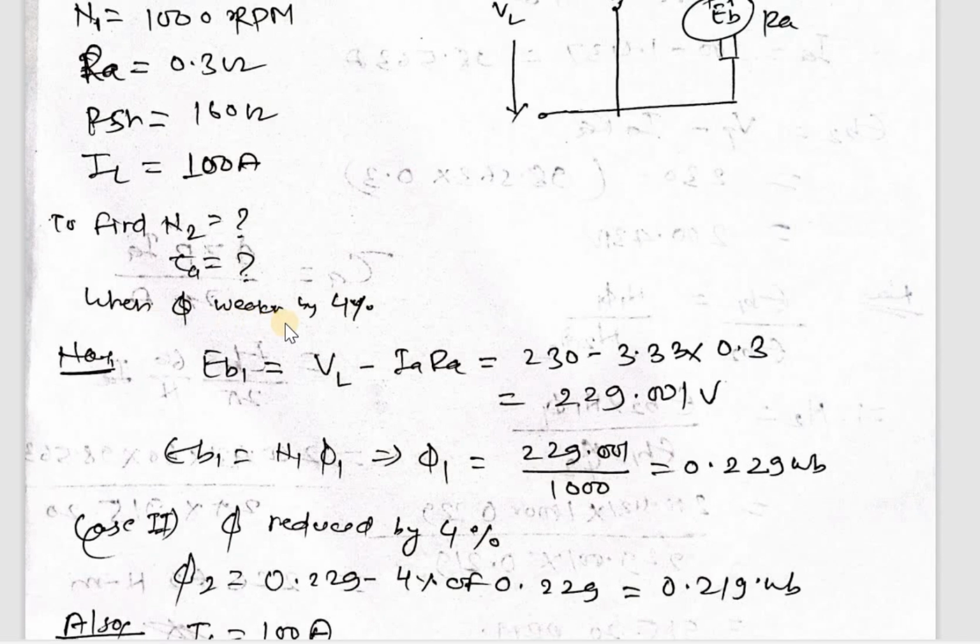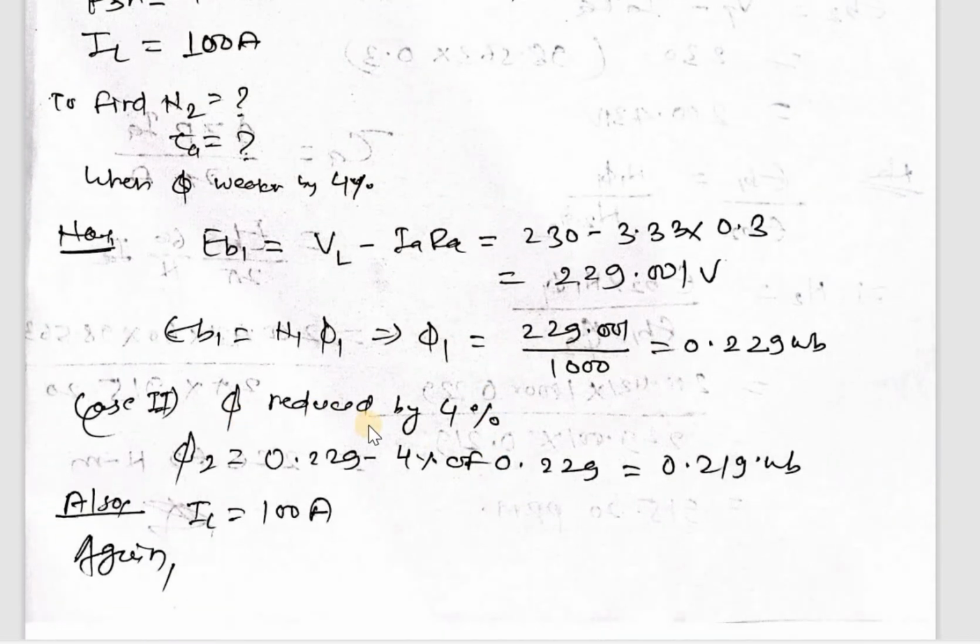First of all, EB1 equal to VL minus IA RA. Put all the values of VL, IA RA, we can get the value of EB1. Then after getting the value of EB1, EB1 equal to N1 phi1. So phi1 equal to EB1 upon N1. Then we can get 0.229 Weber. In case second, flux is reduced by 4%. So phi2 equal to 0.229 minus 4% of 0.229, so 0.219 Weber.